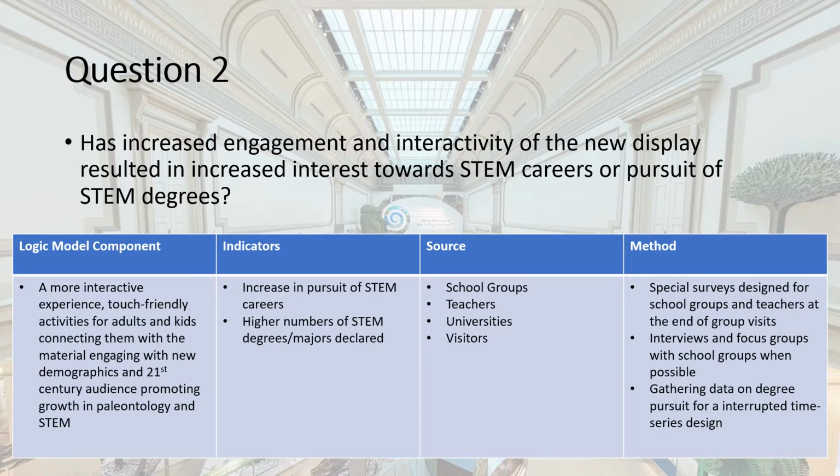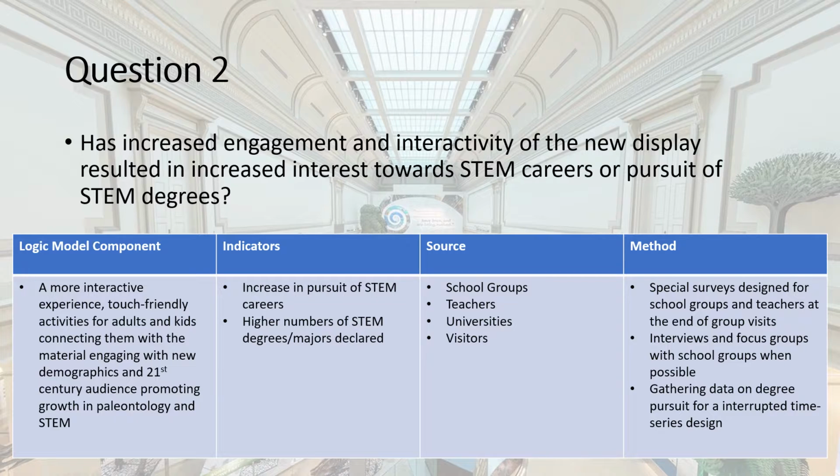The indicator in this case will be increased pursuit of STEM careers and higher numbers of STEM degrees and majors being declared. The source would be the school groups that visit the museums, as well as the teachers that bring those groups. Universities would also be able to provide data in regards to degree pursuit, and then the visitors as well to provide data. The method to be implemented would be specially designed surveys for school groups, referring specifically to the elements of the display that have inspired them the most and intrigued them the most to move them towards STEM.